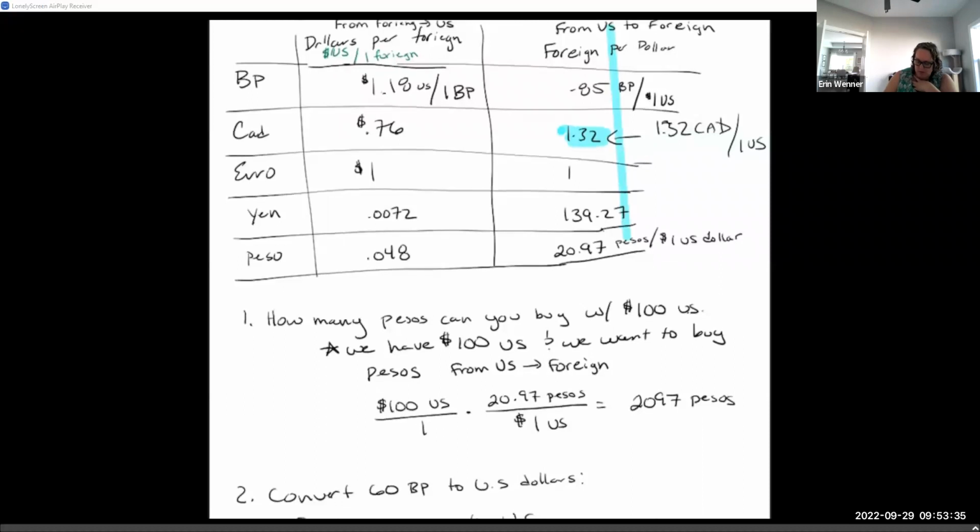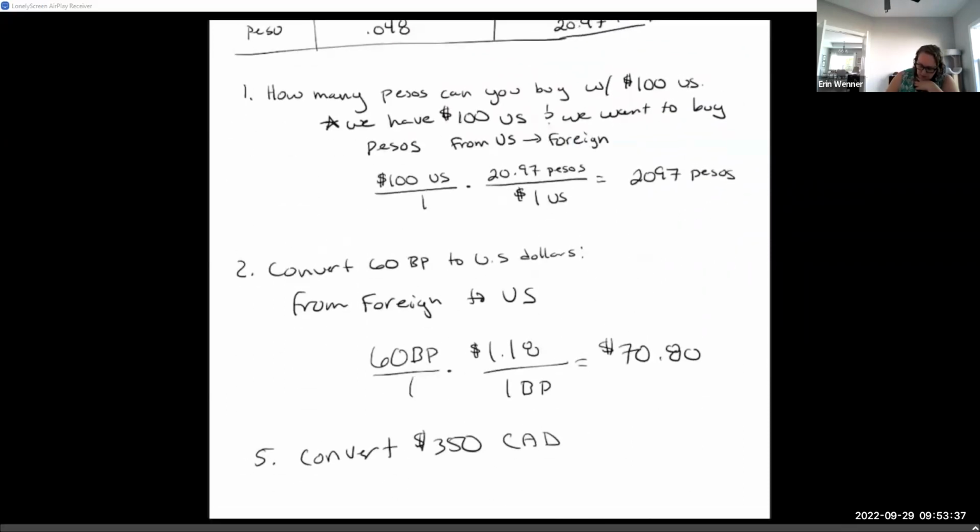So going down to our problem, we're going to do 350 US times $1.32 Canadian over 1 US. The US dollars will cancel. I try to only use the dollar symbol when I'm talking about American dollars. But again, it's Canadian dollars, right? So they're going to use the dollar symbol as well. But for us, I'm trying to be consistent.